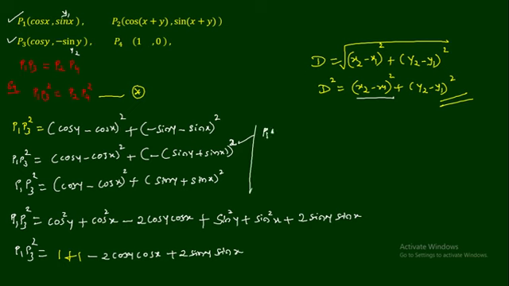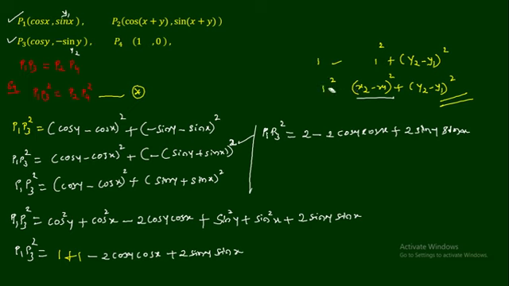P1P3 square is equal to 1 plus 1, make it 2, and minus 2 cos y cos x plus, as it is, no changes, 2 sin y sin x. Okay now, I'll just remove all these unnecessary things. Now these are unnecessary, before it was very necessary.